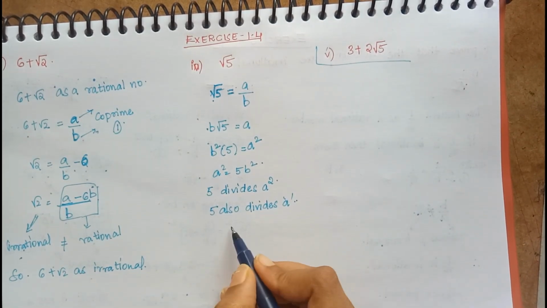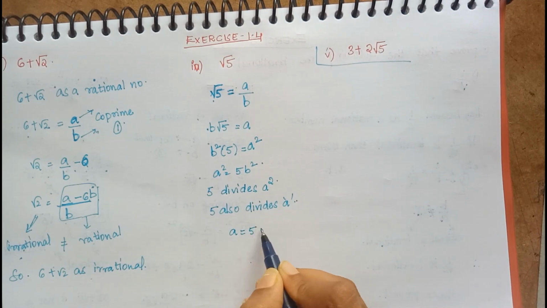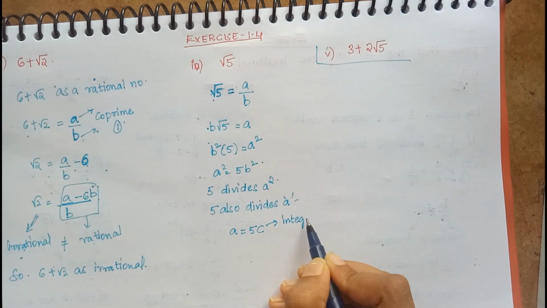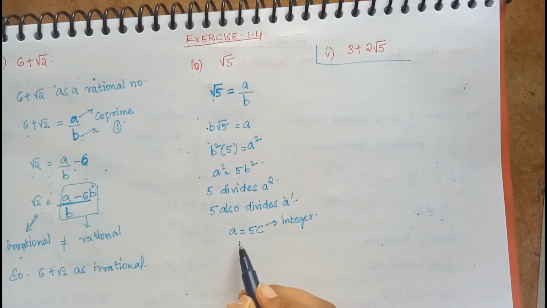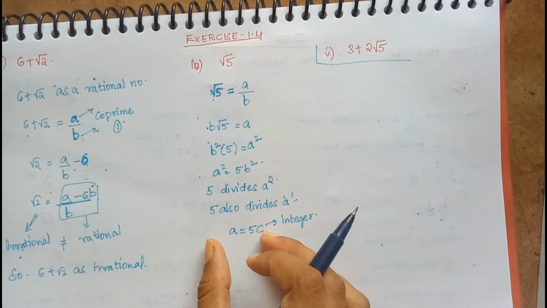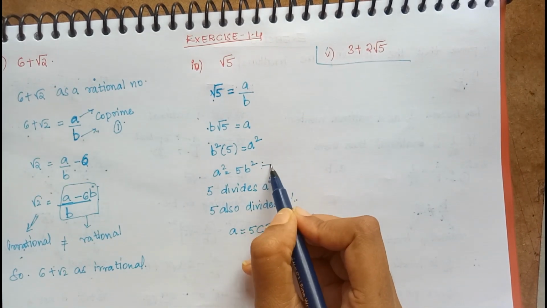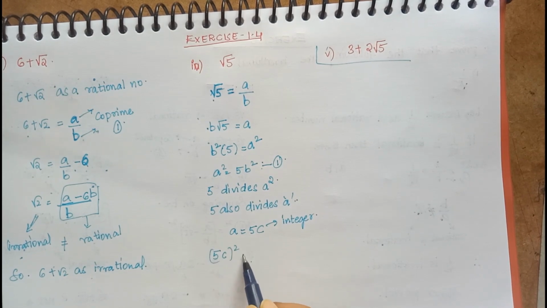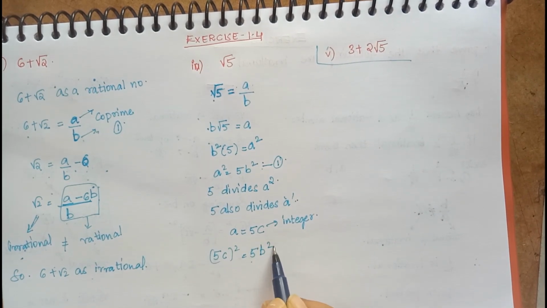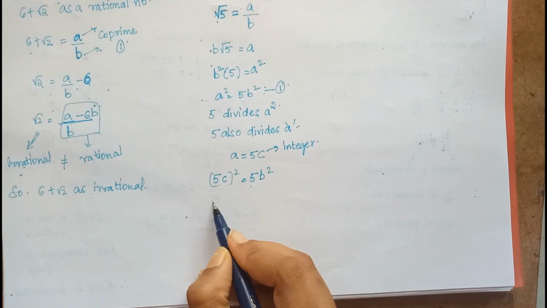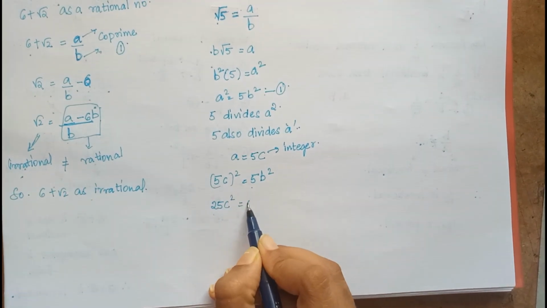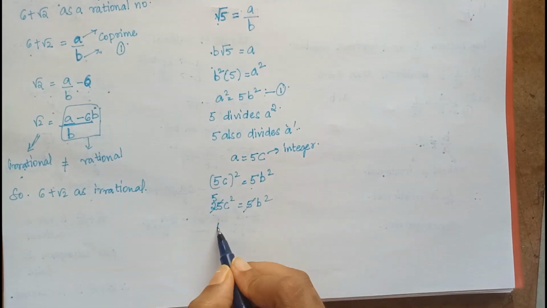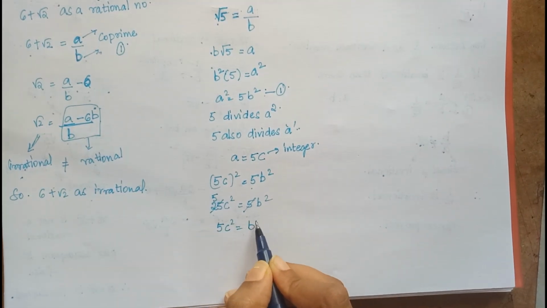If 5 divides a, then how can we write? a equals 5c, where c is some positive integer. Again put this a in equation 1. What you'll get? 5c whole square equals 5b square. Then 25c square equals 5b square. 5 ones are 5, 5 fives are 25. So 5c square equals b square.